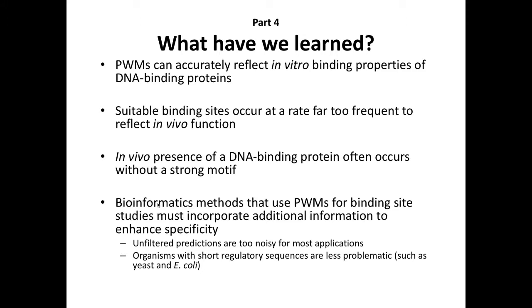Just kidding. PWMs can accurately reflect in vitro binding properties of DNA binding proteins, right? But they occur far too frequently to reflect in vivo function. In vivo function can occur without a strong motif. A strong motif can sometimes not mean that it occurs in vivo. And here's why my research program and all of those who work in similar research programs is not actually dead. We need to use additional information to help us distinguish between these cases. You aren't going to do it with a model of sequence alone. You need something else, right?